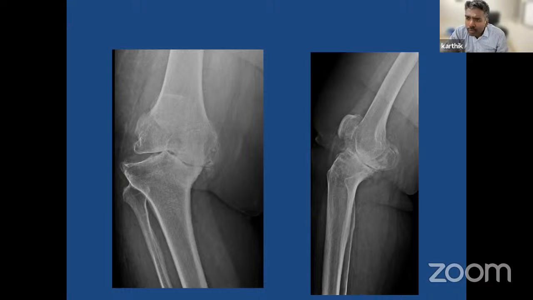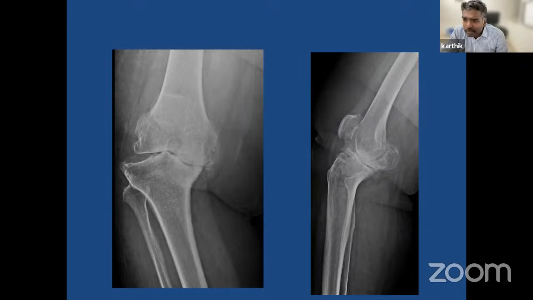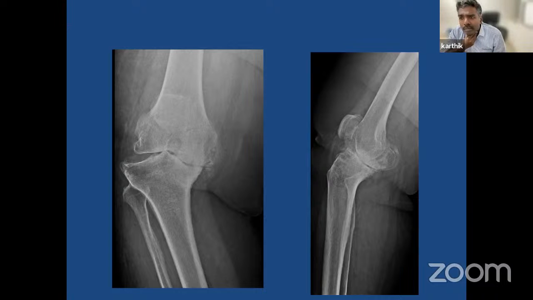One other point is these obese ladies who've been walking with a big varus thrust for a long time, they have a lot of LCL laxity. Definitely. In this case, not much laxity. It is mainly the subluxation which is causing it. But I accept, yes, in obese ladies the balancing is important.